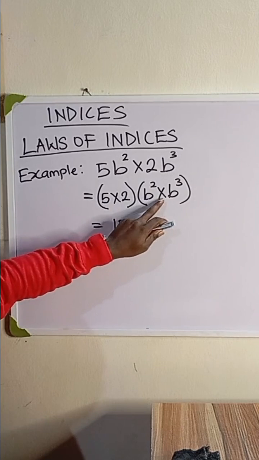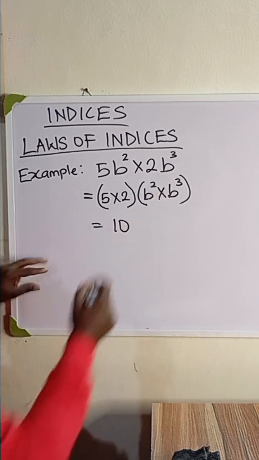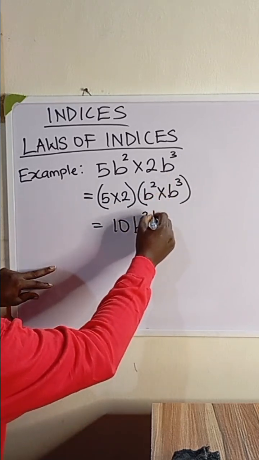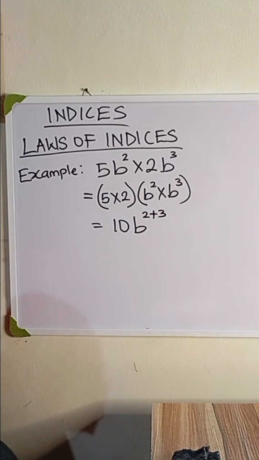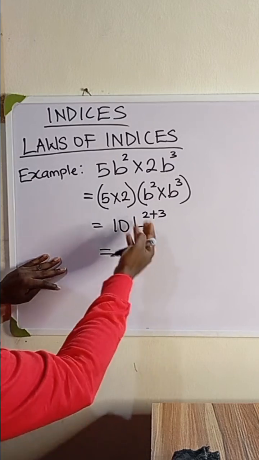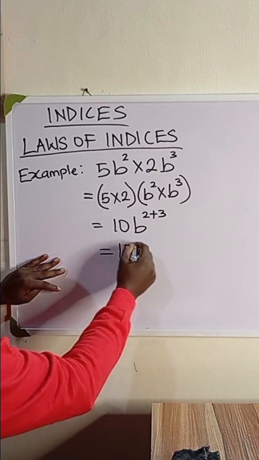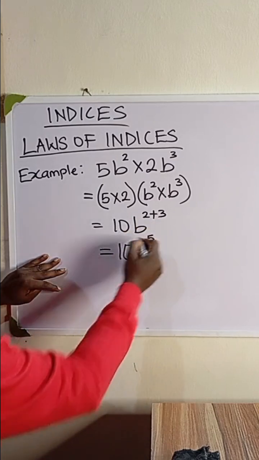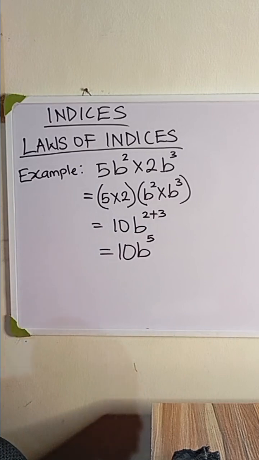So with this, we can simply do 5 times 2 gives us 10, and then b to the power of 2 times b to the power of 3, we have b to the power of 2 plus 3. And we've learned that b to the power of 2 plus 3 is going to give us b to the power of 5. So we have 10b to the power of 5. Very simple.